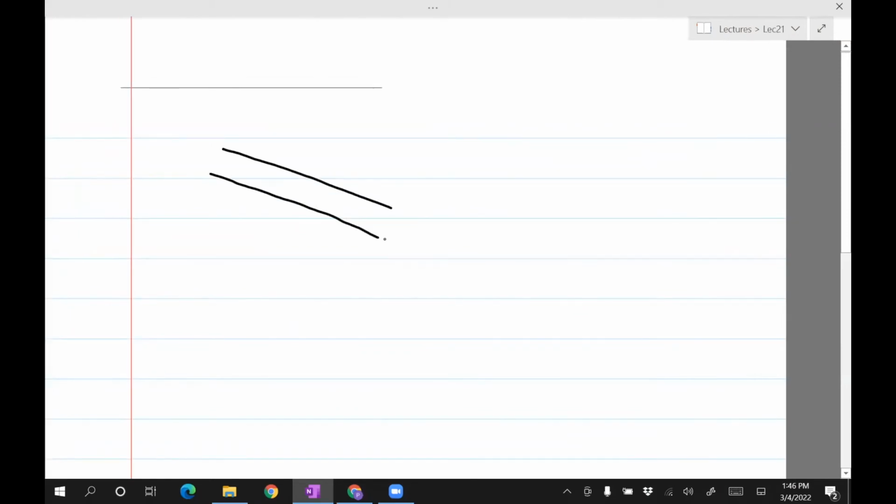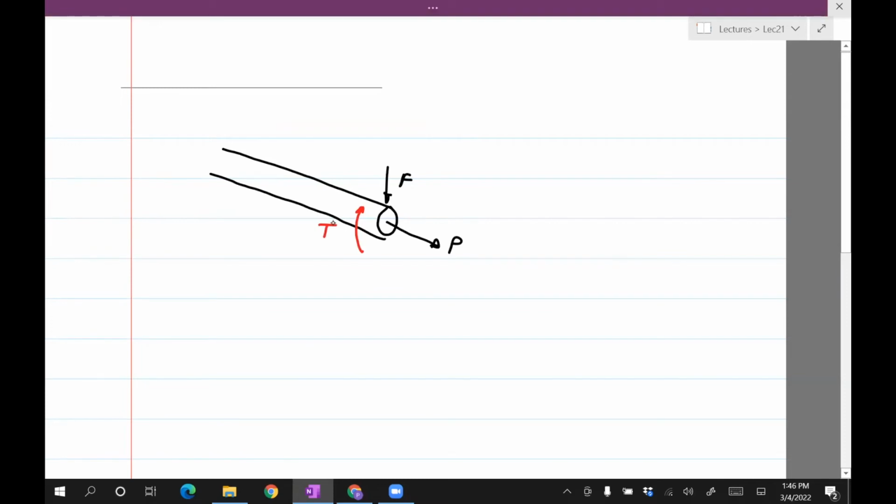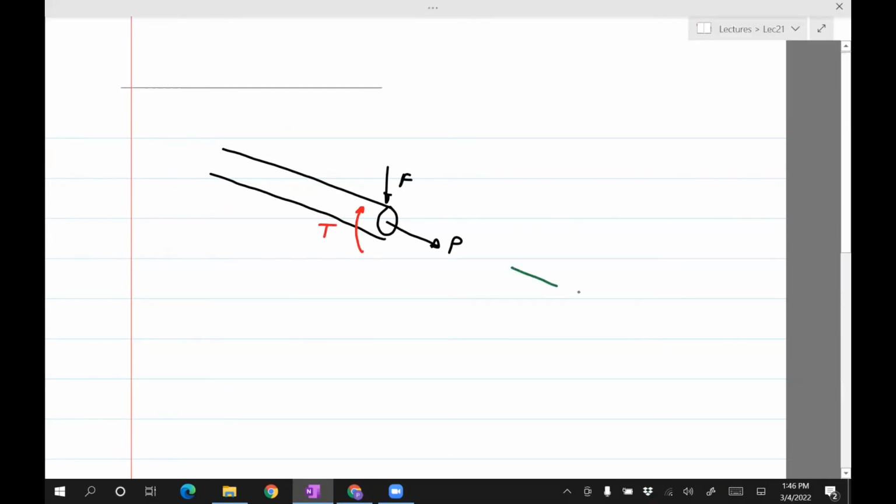Can we draw this element? F, P, T, and then the axes are X, Z.